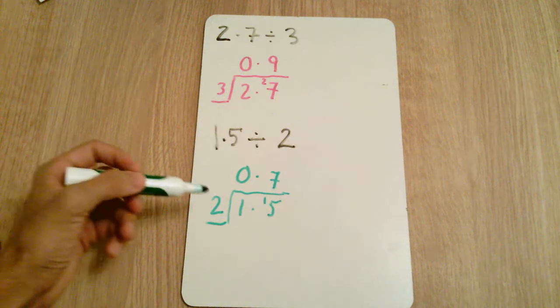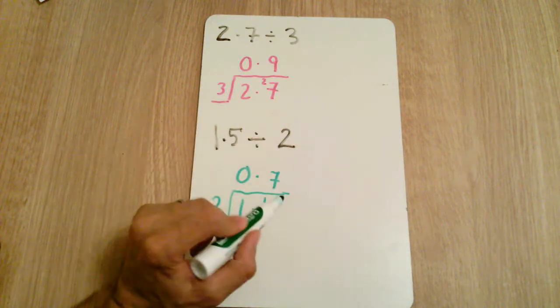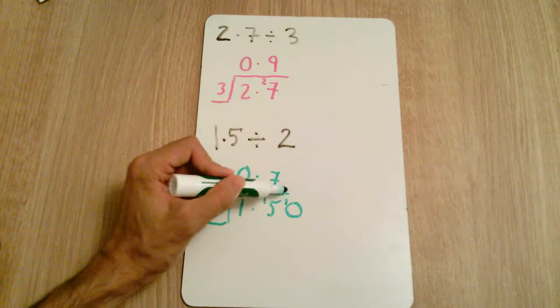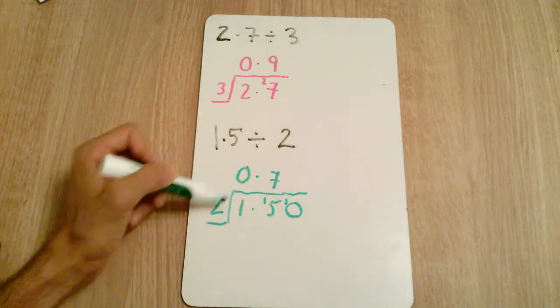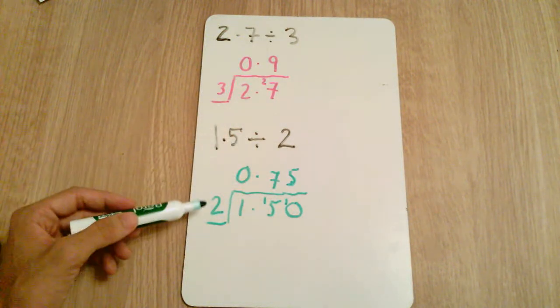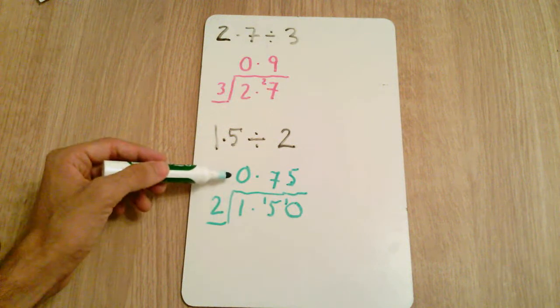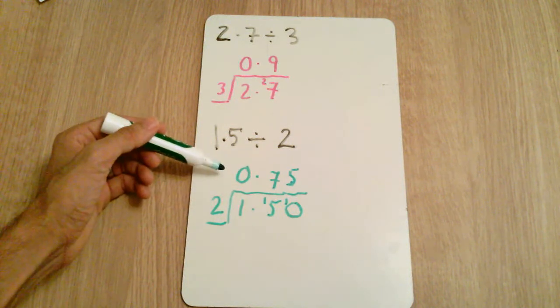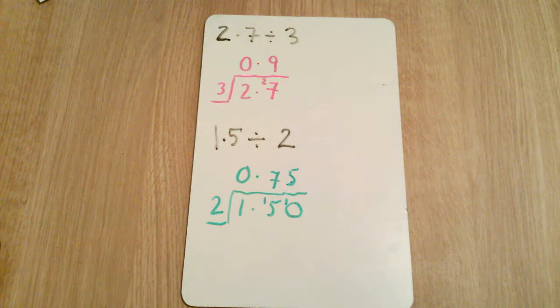Now that 1 left over has to go somewhere else. So we just add a 0 at the end over here, and we say 2 into 10. 2 into 10 is 5. And we can see here 2 into 1.5 is equal to 0.75, or 2 times 0.75 is equal to 1.5, or 1.50. And that's our method when we're dividing decimals by integers.